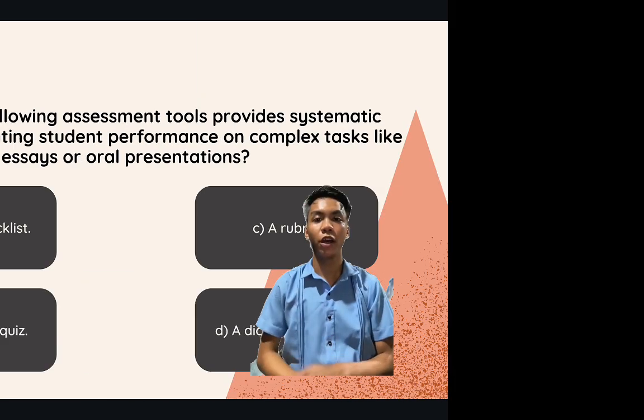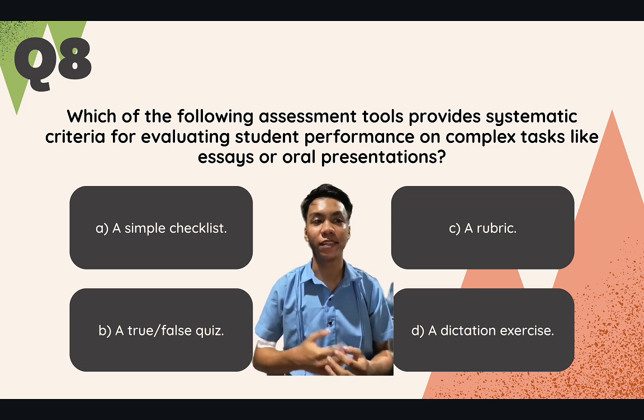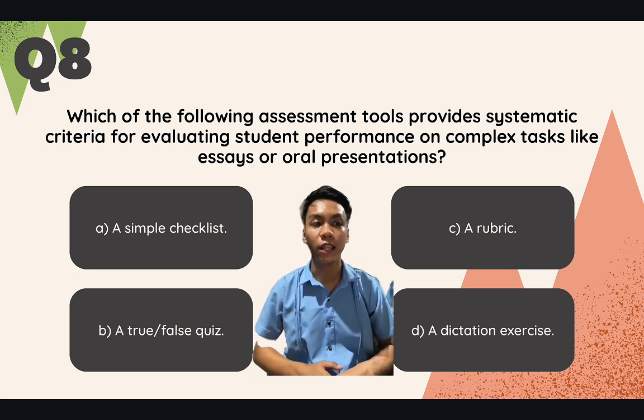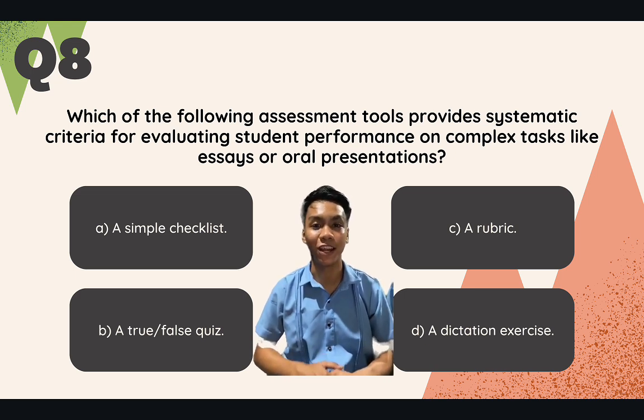Question number 8. Which of the following assessment tools provides systematic criteria for evaluating students' performance on complex tasks like essays or oral presentations? Letter A, a simple checklist. Letter B, a true-false quiz. Letter C, a rubric. And letter D, a dictation exercise. I give you 5 seconds to think what is the best answer.